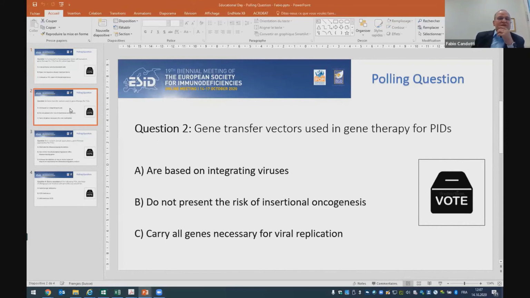The second question is, gene transfer vectors used in gene therapy for primary immunodeficiency are: A, based on integrated viruses; B, do not present the risk of insertion oncogenesis; C, carry all genes necessary for viral replication. Please vote.